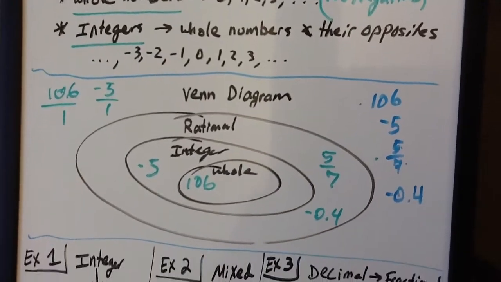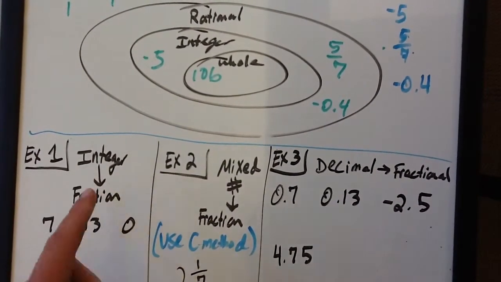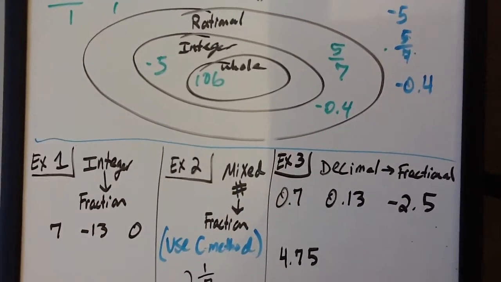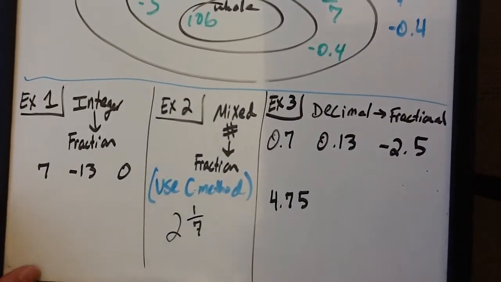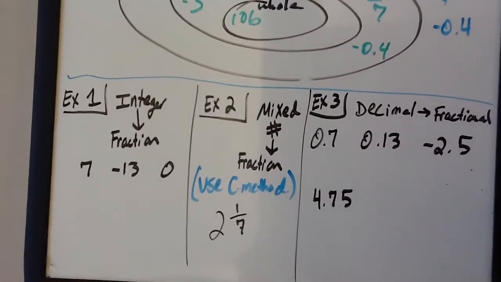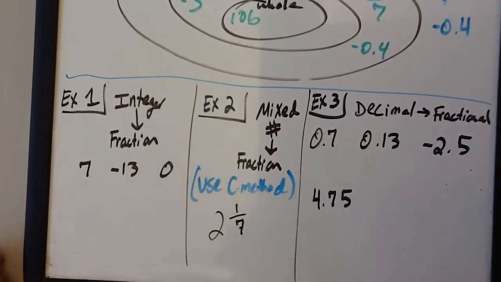Finally, we'll end with 3 examples of how to take an integer to a fraction in the form a over b, a mixed number to a fraction in the form a over b, and how to take a decimal to a fraction in the form a over b. First, example number 1, an integer. We're given an integer like 7 or -13 or 0, and we need to write this as a fraction in the form a over b.